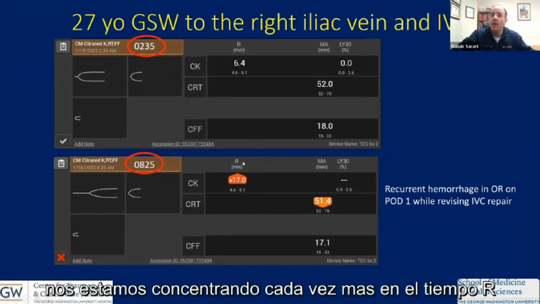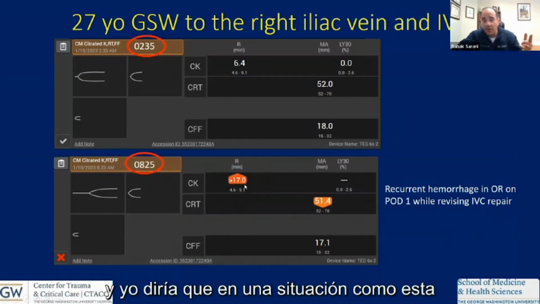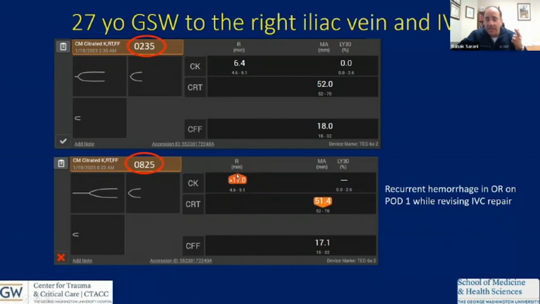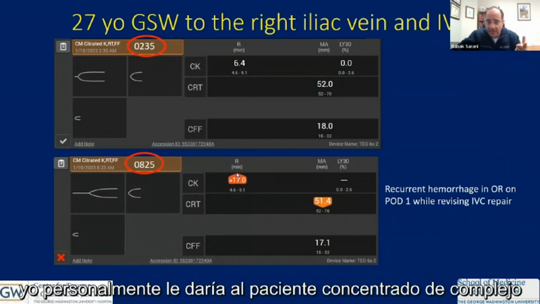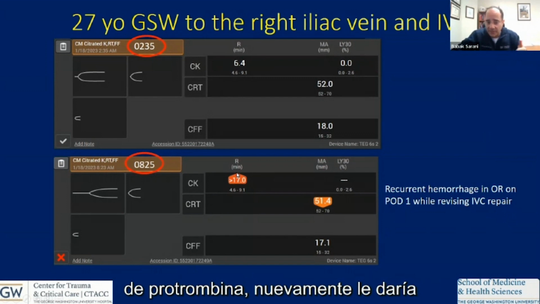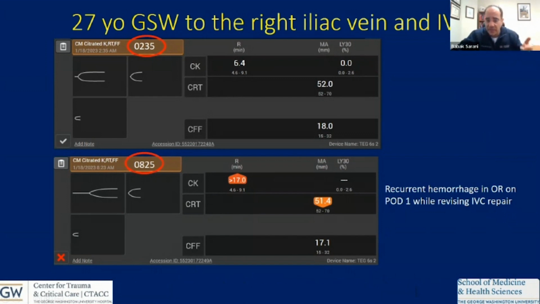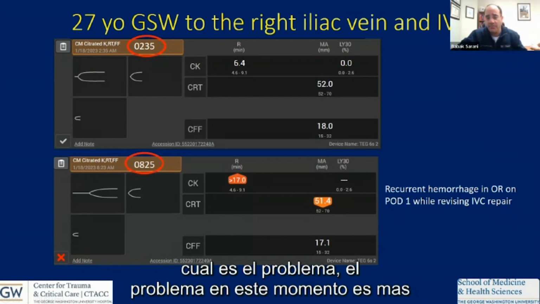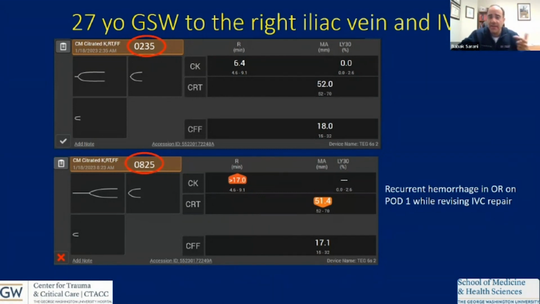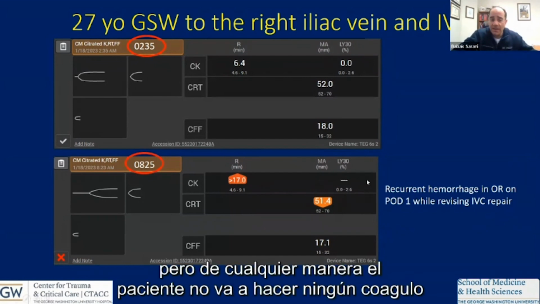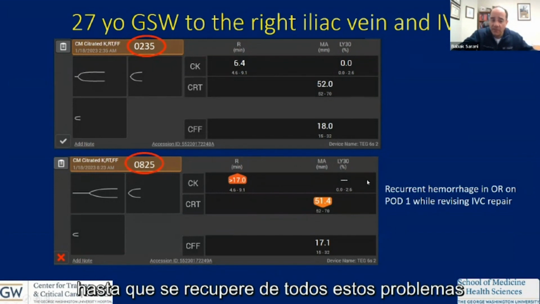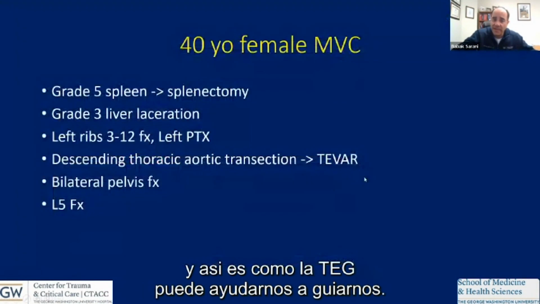This time, we're concentrating more and more on the R time. And I would argue in a situation like this, I would personally give the person, again, prothrombin complex concentrate. I would give him concentrated factors because the machine is telling me what the problem is. The problem right now is more on the coagulation cascade than it is on the other variables. A little bit different than it was yesterday. But either way, the person is not going to make any clot until I recover all these problems. And that's how the TEG can help us guide.